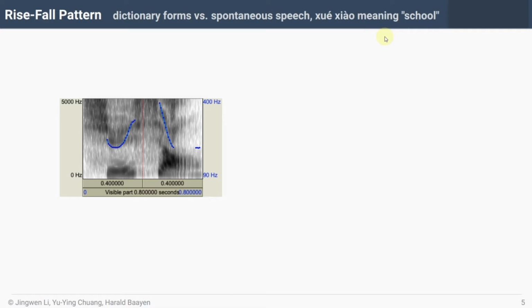This is the Beijing Mandarin. 学校. From the spectrogram, you can see a very beautiful dip and rise in the first syllable and a straight fall in the second syllable.